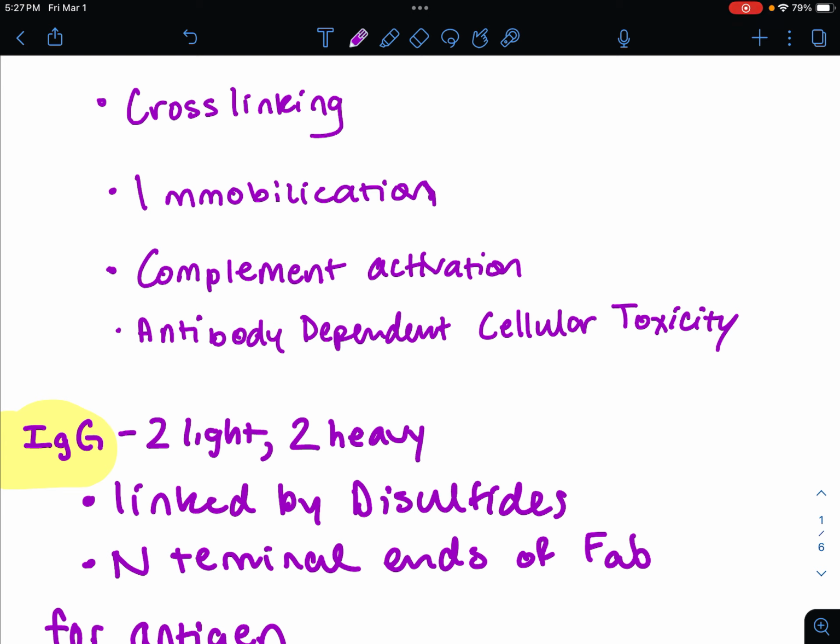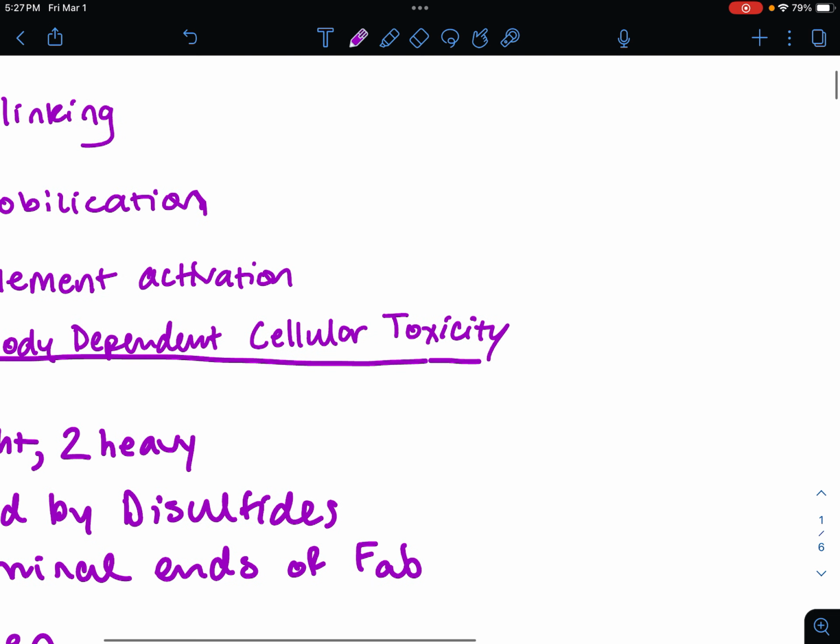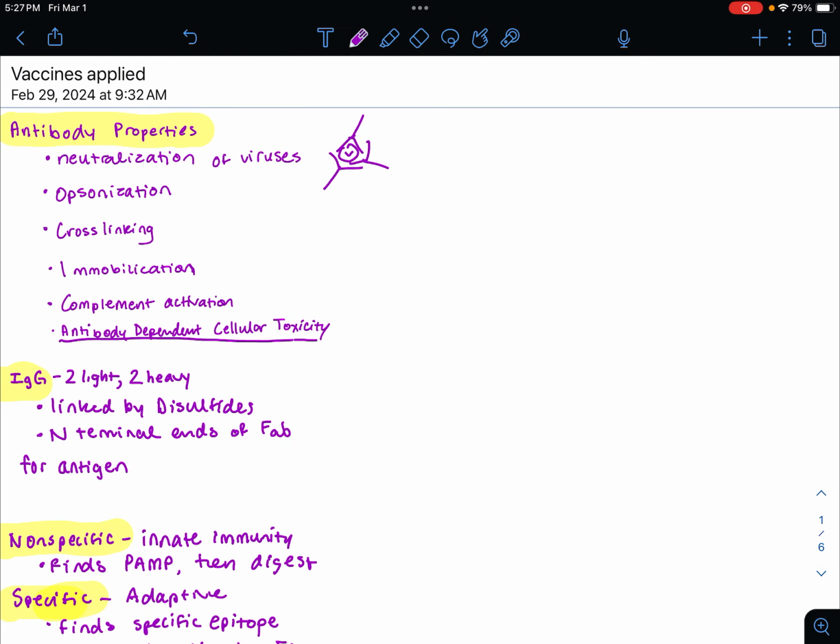We also have antibody-dependent cellular cytotoxicity. This is going to be using the natural killer cell. The natural killer cell is going to see the infected self cell, and the infected cell will have all the antibodies on the outside. The natural killer cell will recognize that, and it will kill that self cell.